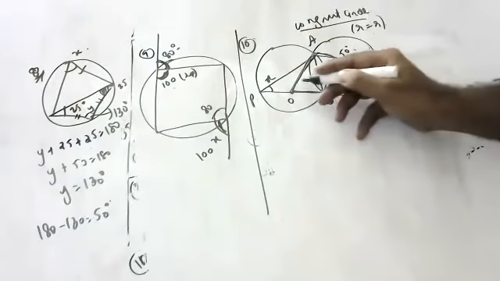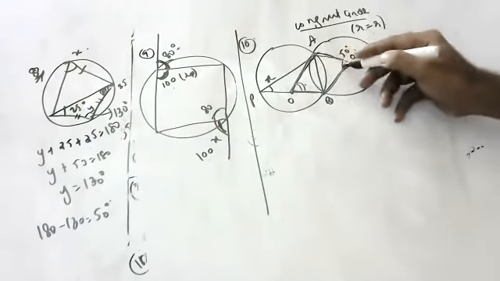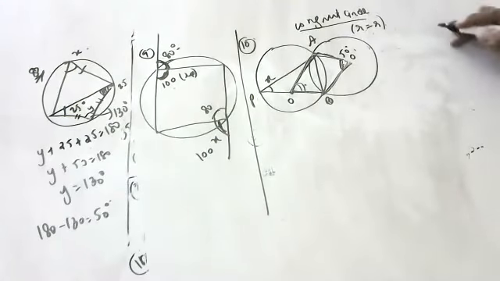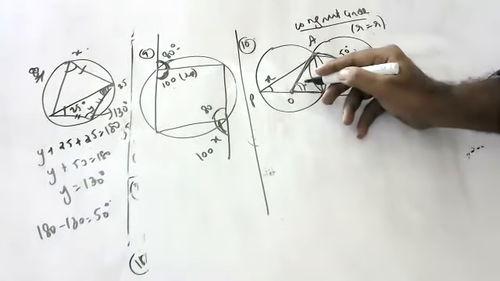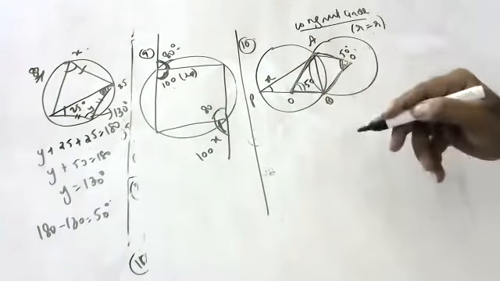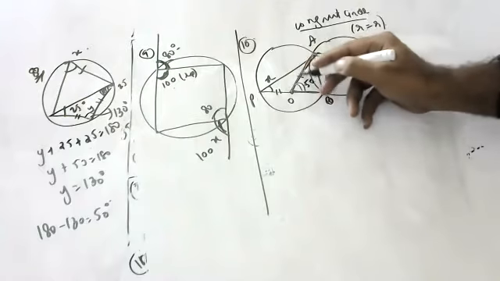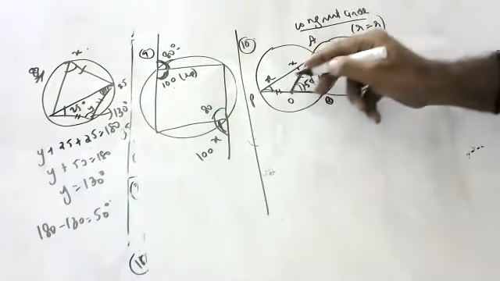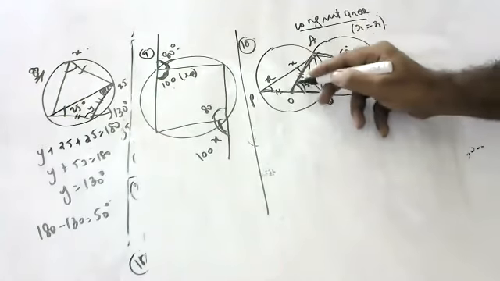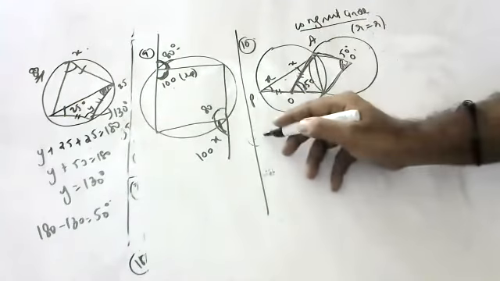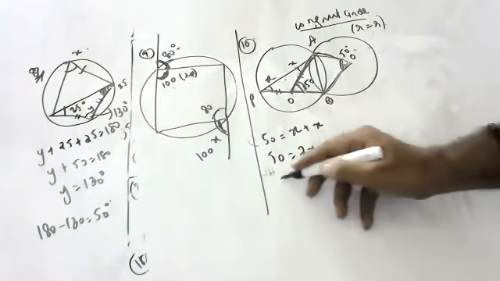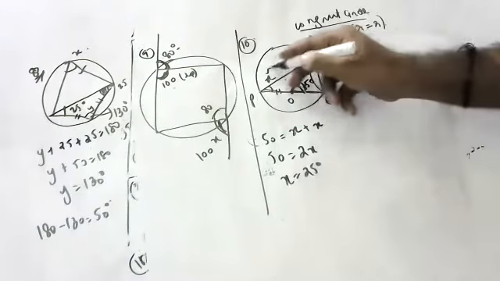In a rhombus, opposite angles are equal, not supplementary. If this is 50, this also will be 50 degrees. And if this is x, this also is x. Why? This is radius, this is radius. Equal sides will have equal base angles. So exterior angle is equal to the sum of opposite interior angles. 50 is equal to 2x, so x is equal to 25 degrees. So this is 25, this is 25.